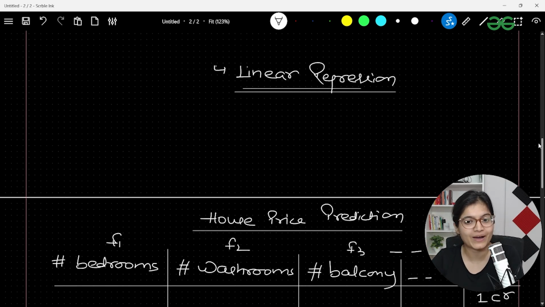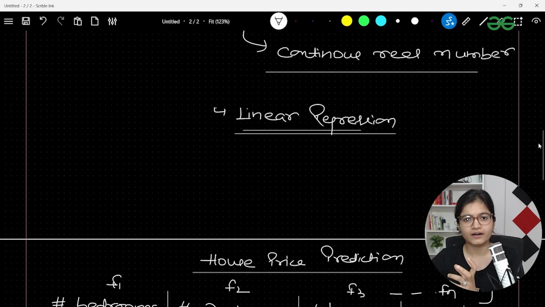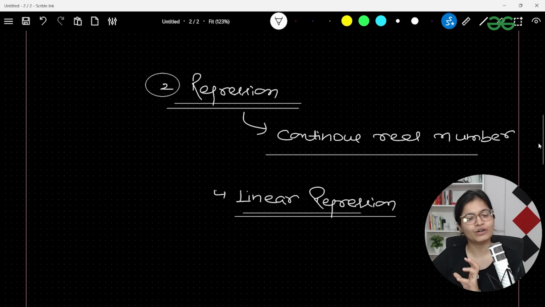For example, just now I gave the example of house price prediction. If you have similar problem statements, at that point of time you definitely need to go for a linear regression based algorithm. It's not that we have only a single algorithm. We have multiple algorithms in machine learning which help us to solve a regression based task.